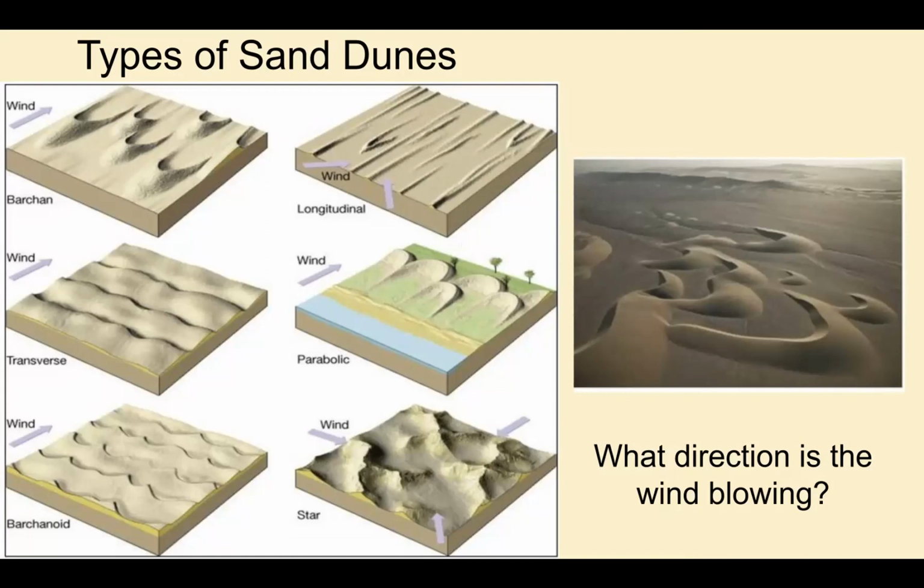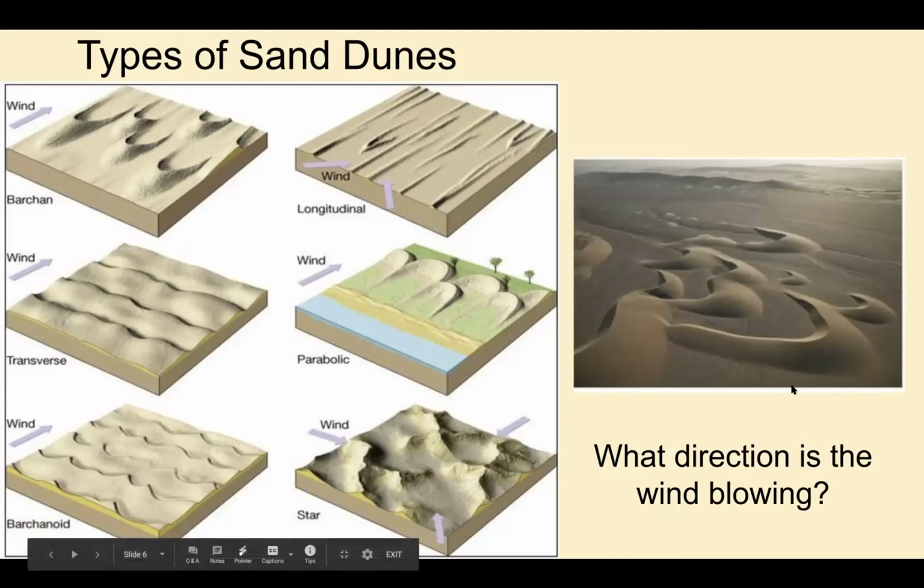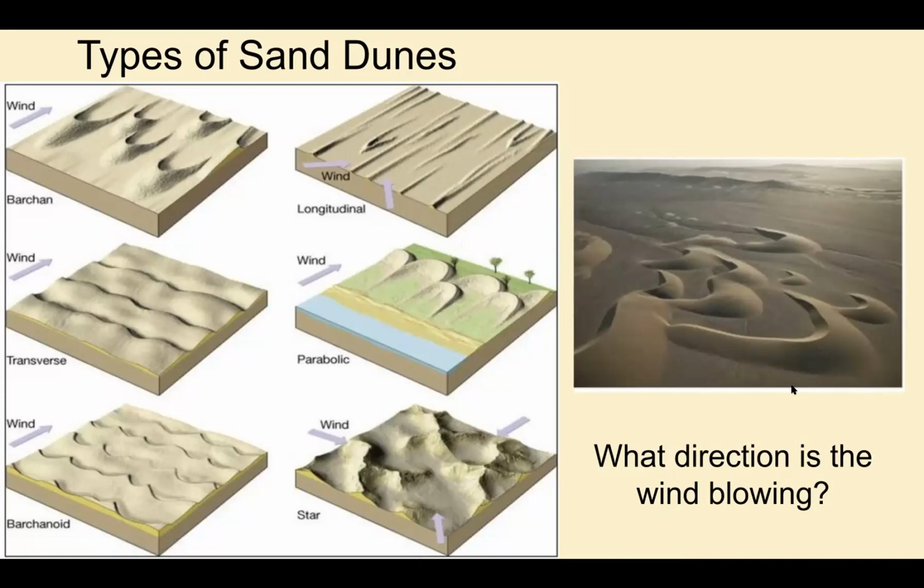So all three of those factors will determine what type of sand dune is eventually formed. And if we take a look at this picture here, it says, what direction is the wind blowing? Y'all can make a quick guess. Hopefully y'all remember that for most sand dunes, the windward side is going to be the longer or the larger side. So if we look at this diagram here, we know that the wind is blowing in this direction.